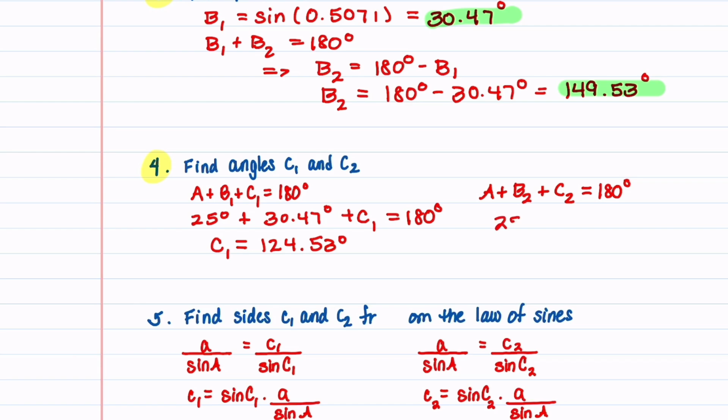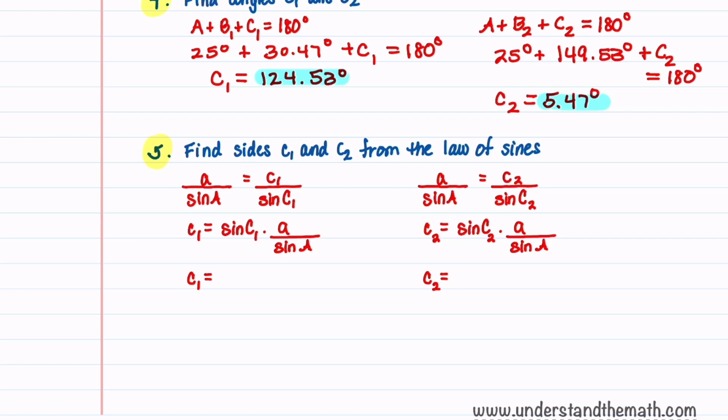We'll do the same thing to find C2. A is 25 degrees. Our B2 is 149.53 degrees. We have C2, and that's all equal to 180 degrees. This gives us that angle C2 is equal to 5.47 degrees. Let's highlight those two values.